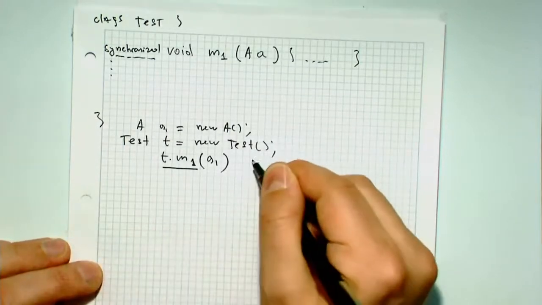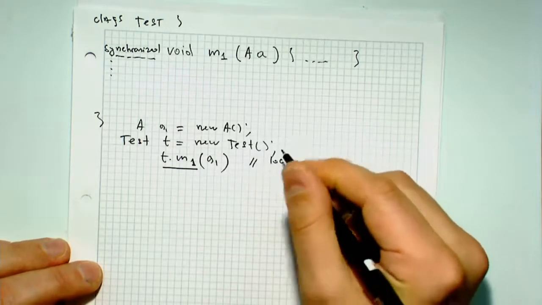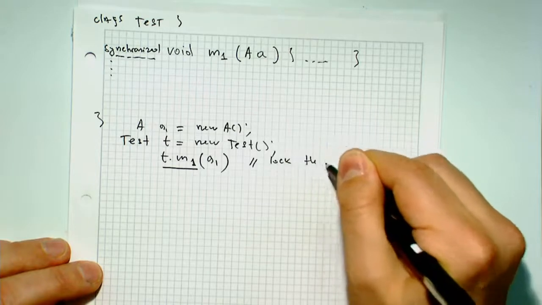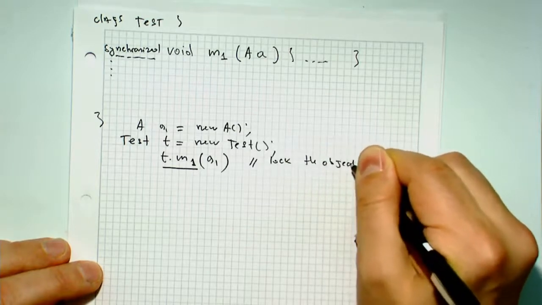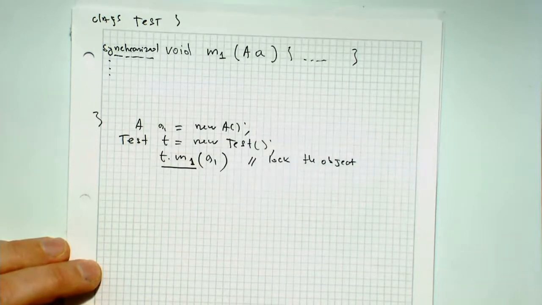The effect of this is going to lock. Well, there's no other thread here. It's just the main thread, so it's just going to lock the object. Which object is going to lock? Oh, the test object.